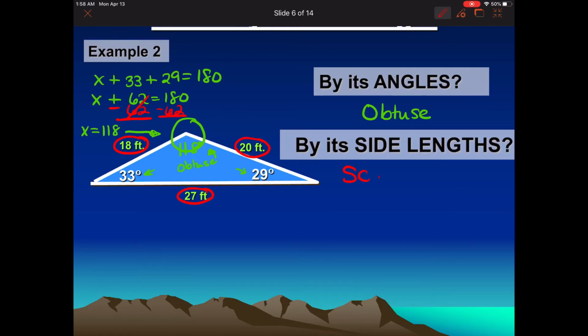So that is scalene. And really, like I was saying earlier, if you know that all the angles are different, all the side lengths will be different. There's always a correlation there between the side lengths and the angle measurements. If the angles are all different, I can guarantee you the side lengths will be different, and vice versa.